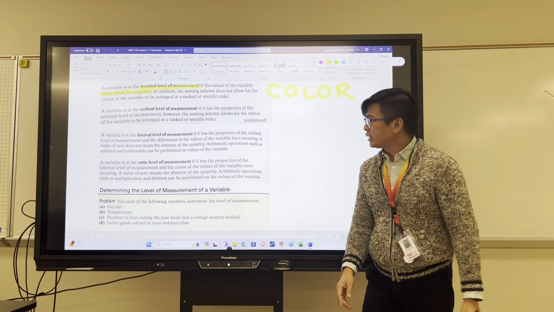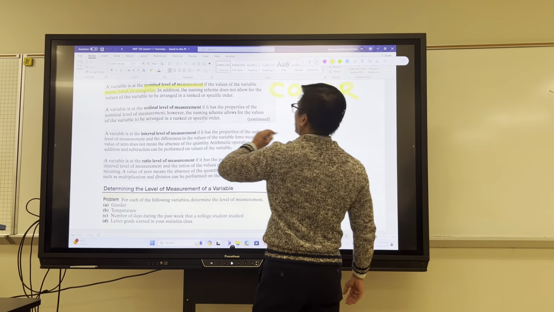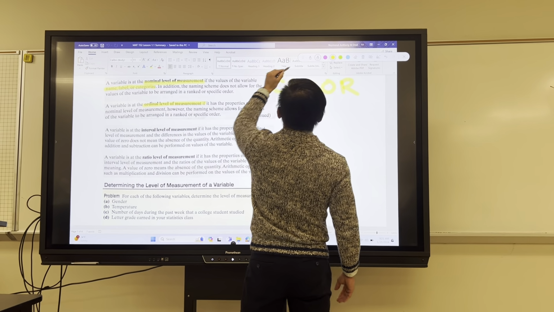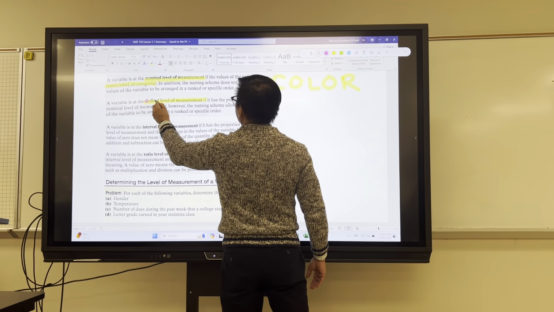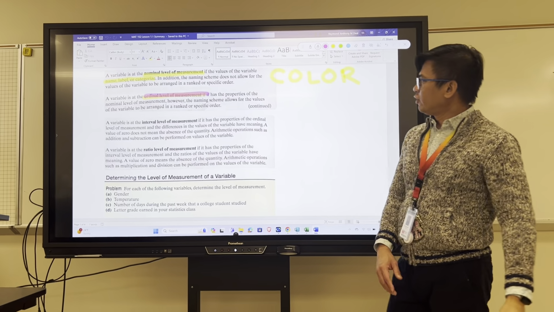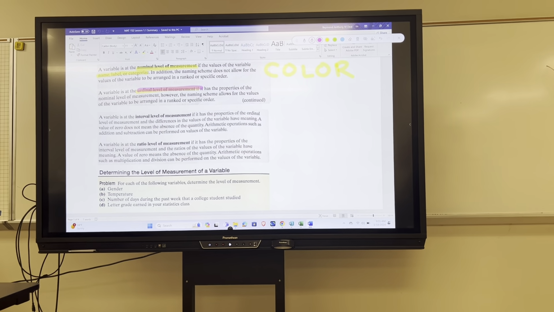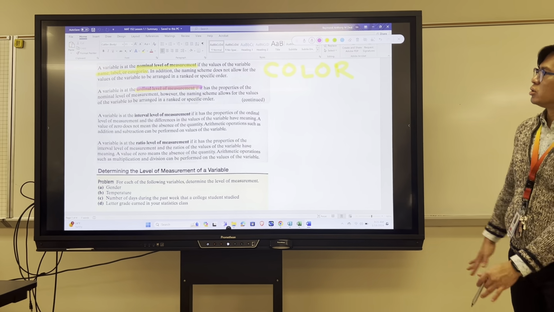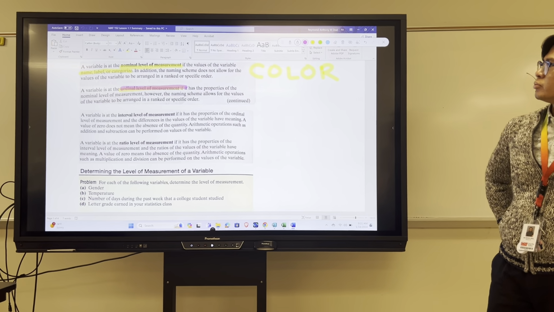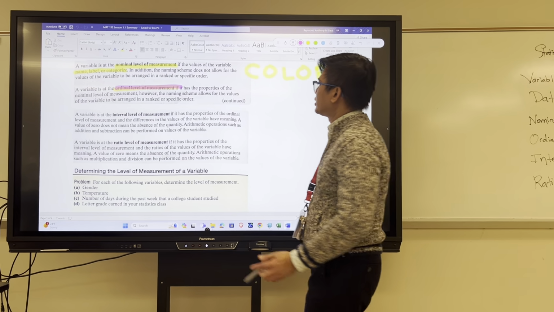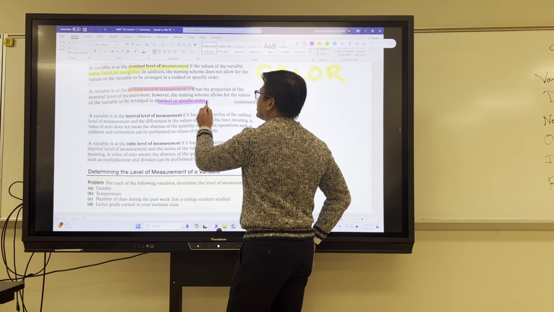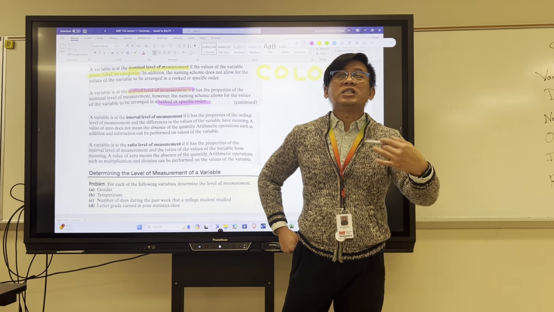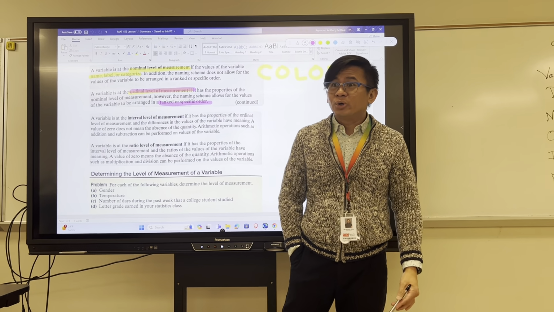What about ordinal level of measurement? So we talk about ordinal level of measurement. What's the keyword for such? When you say ordinal, very specific. So there's kind of like a ranking or a specific order. Are we cool?